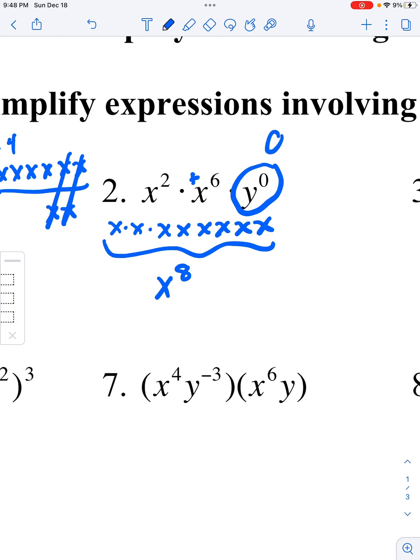Keep in mind that anything to the 0 power is 1, and that got some of you stuck on the quiz also. So really this means x to the 8 times 1, which is just x to the 8.